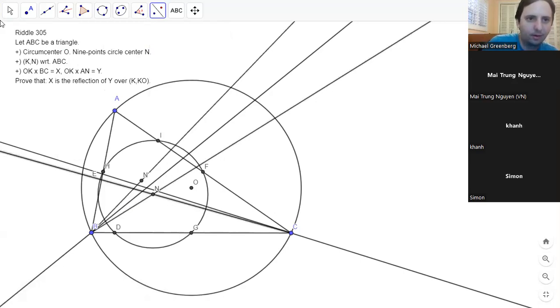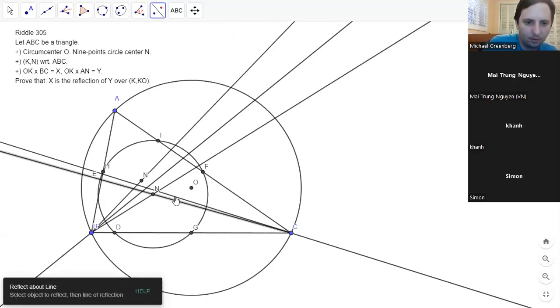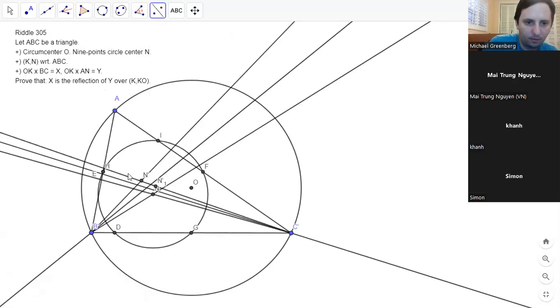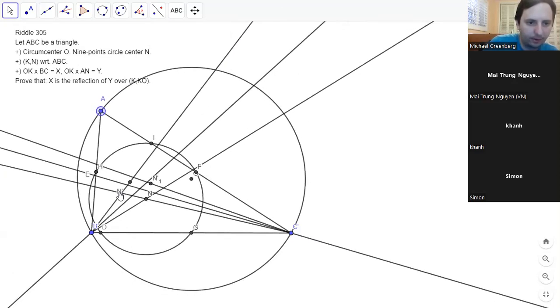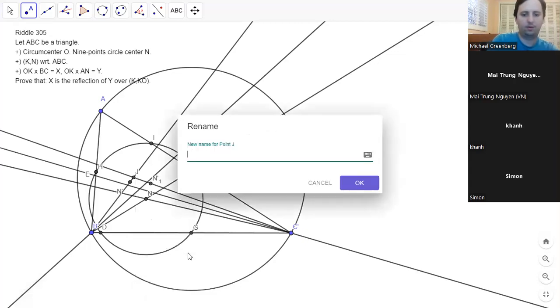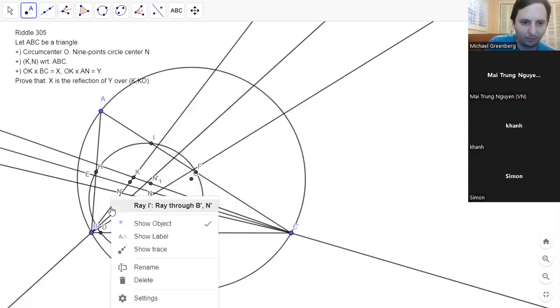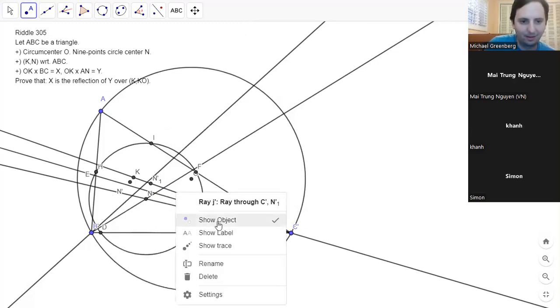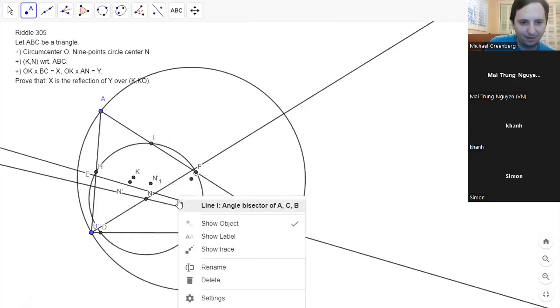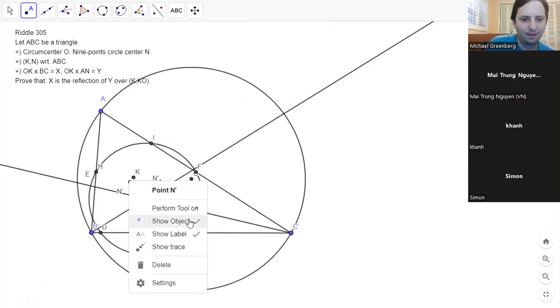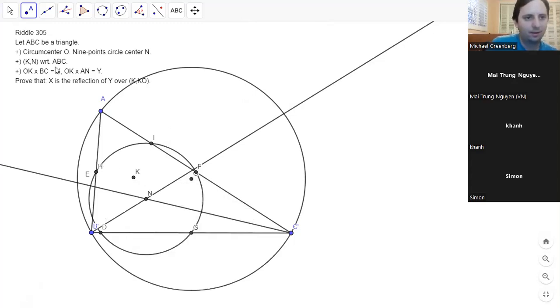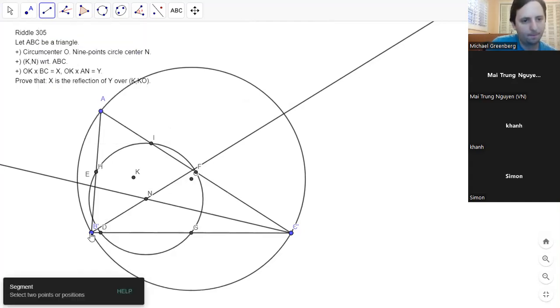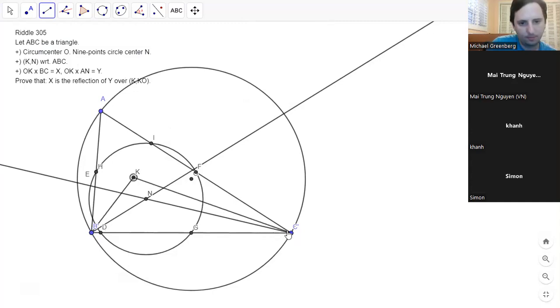So this point is really the point K right here. All right. So this is really point K. And I was just being silly. So that's the Kosnita point.